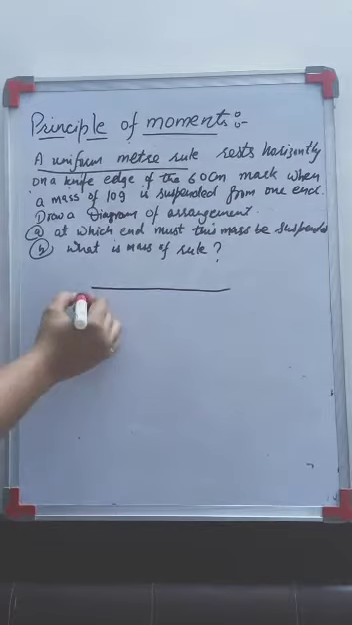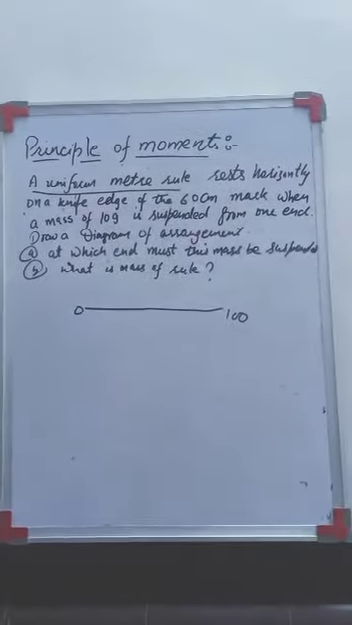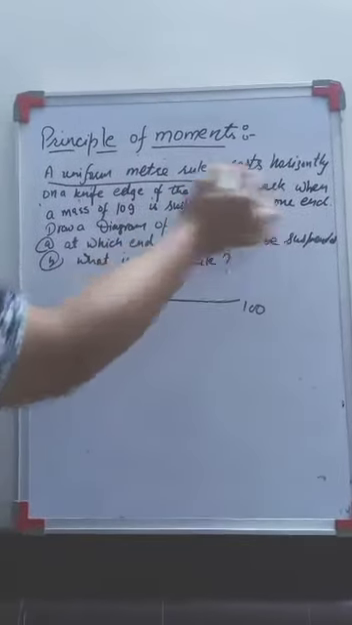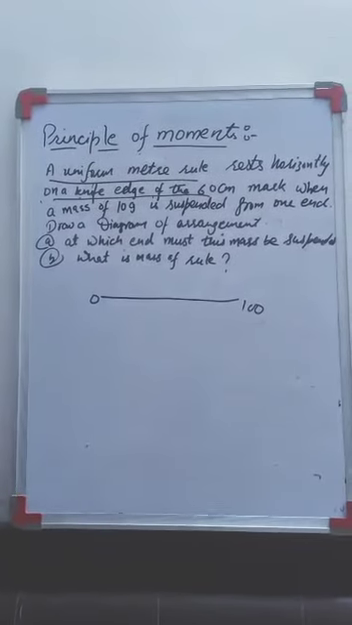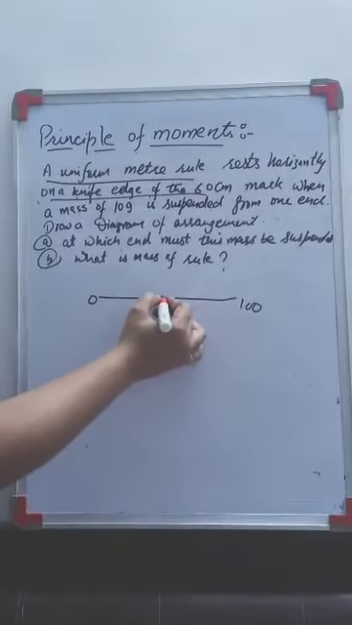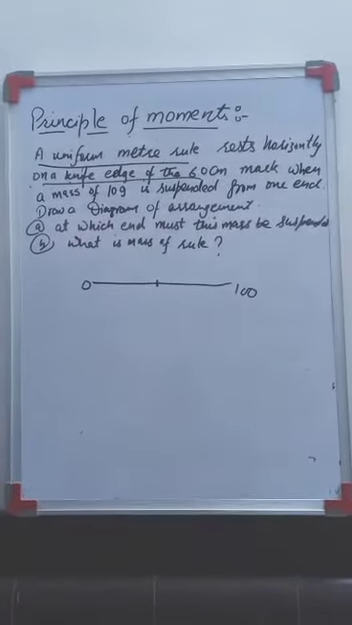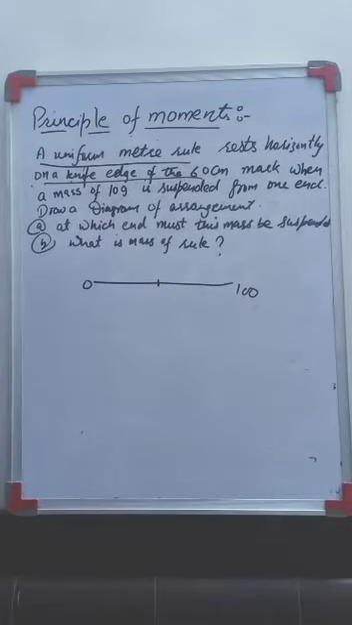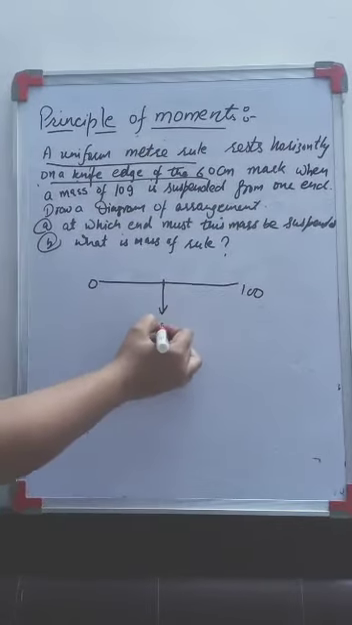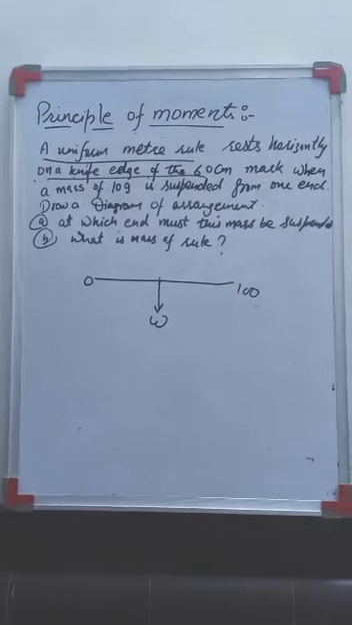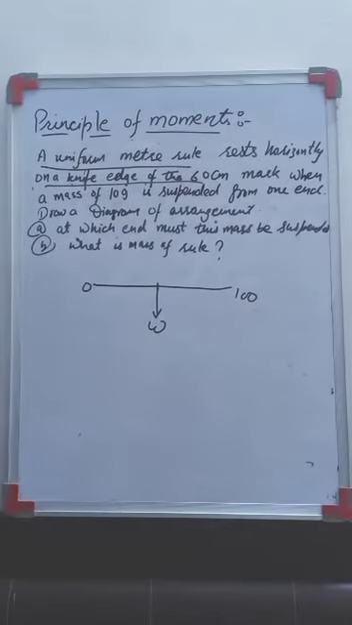For the arrangement we will draw the scale from 0 to 100 centimeter. It rests horizontally on a knife edge at the 60 centimeter mark. Let us first find the center. The weight of the scale always acts at the center, so the weight of the scale will act over here. Let us take the weight of the scale as W.